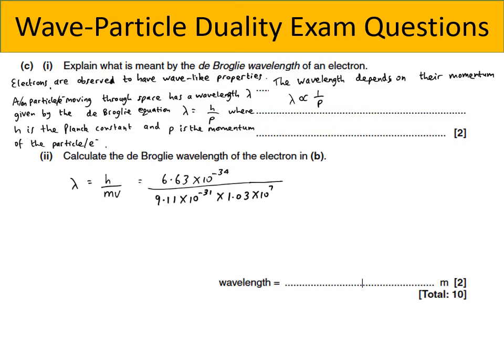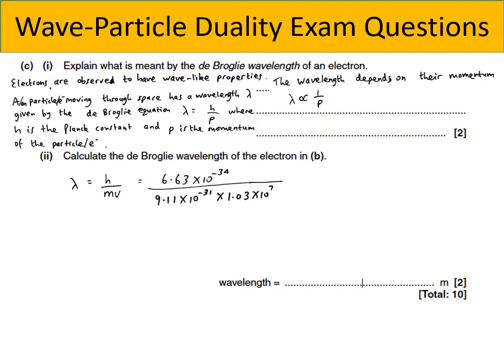So we know that lambda is equal to h over p, which we can write as lambda, the de Broglie wavelength, is equal to h divided by mv. Planck's constant will be given in the equation sheet, and so will the mass of an electron, but both hopefully you'll be able to remember anyway, having done so many questions in preparation for your exam.